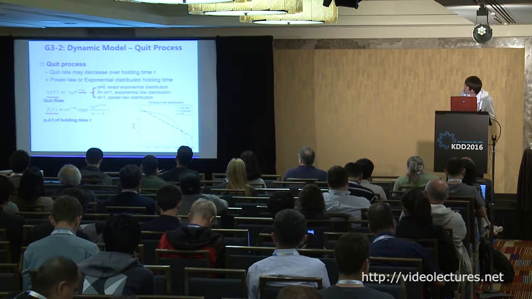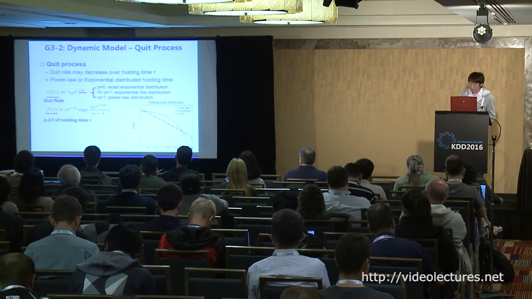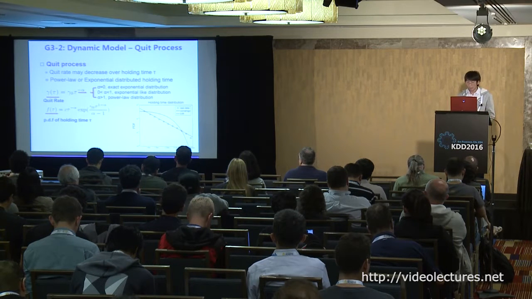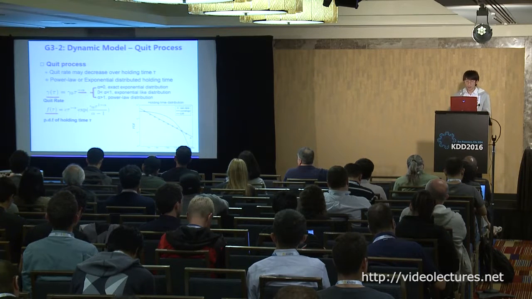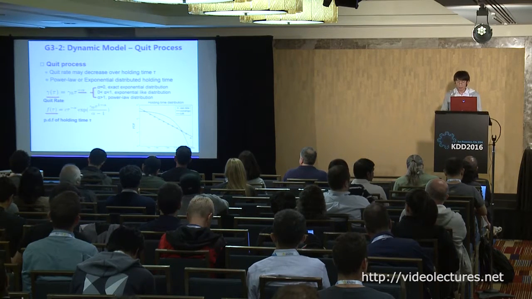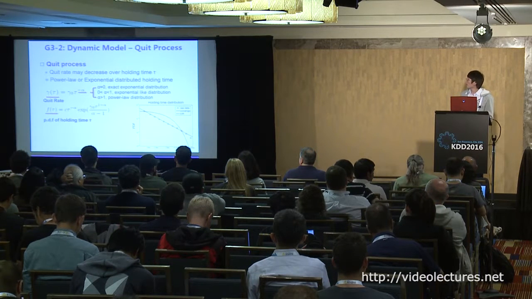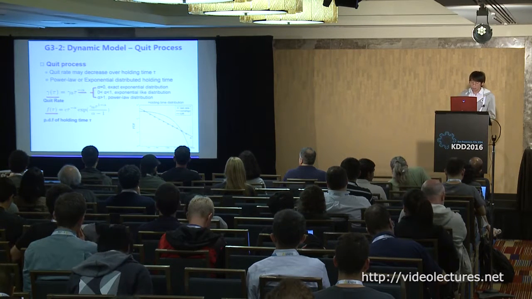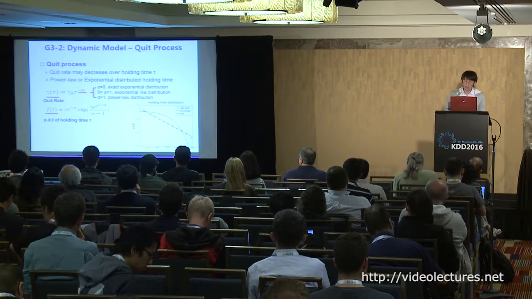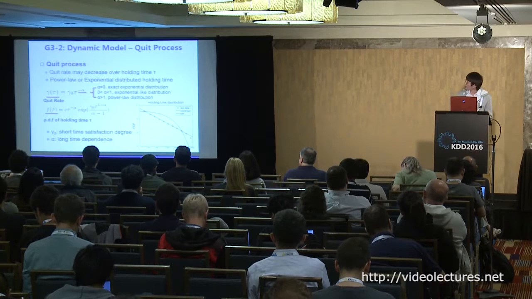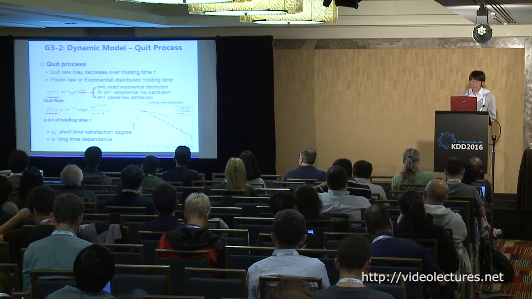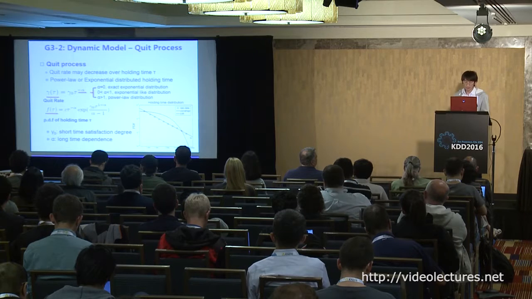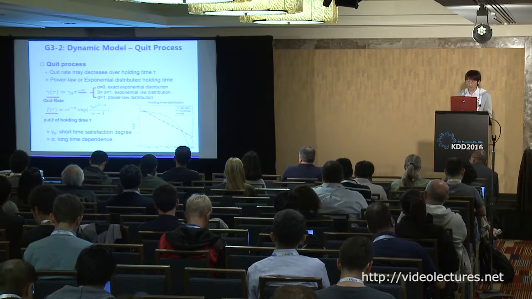We can find that if the exponent of the decay rate, alpha, equals 0, it is an exact exponential distribution. And if it is larger than 1, it becomes a power law distribution. And if the exponent alpha is between 0 and 1, we can prove that the distribution is exponential-like with an exponential tail, but it also has some power law in the middle time scale. So we can see that gamma determines the short-time satisfaction degree. It mainly influences the short-time quit rate. And alpha is the long-term dependence, which determines the long-term effect.